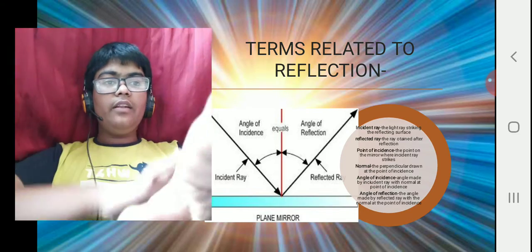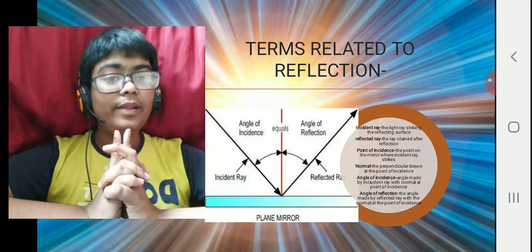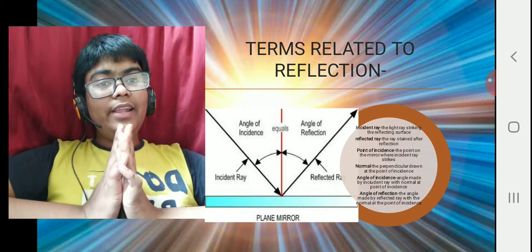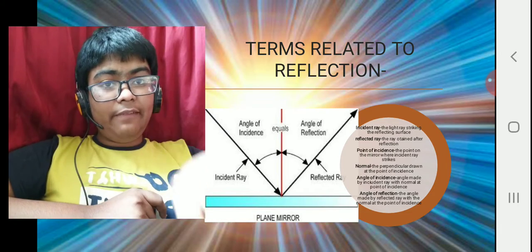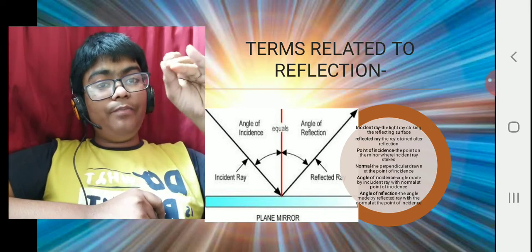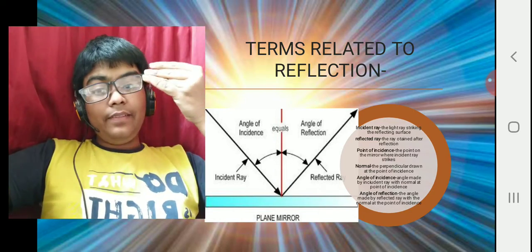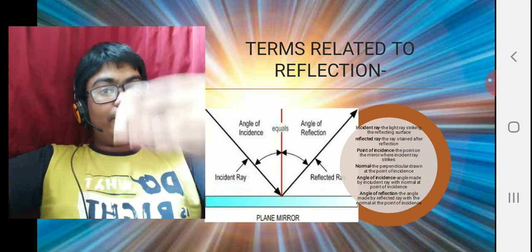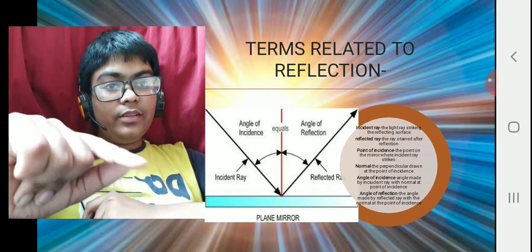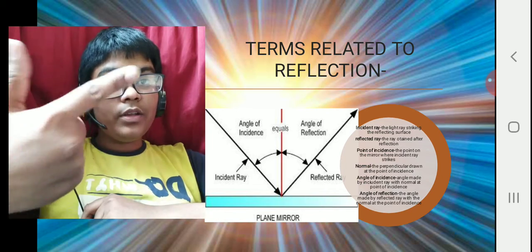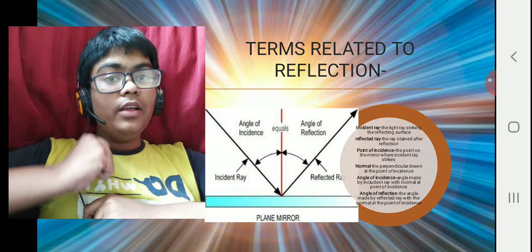So we have here some terms which are related to reflection. First one is the incident ray. The incident ray is the ray of light that strikes the mirror. The reflected ray is the ray of light that is actually reflected. That means after striking, it returns. That returned ray is the reflected ray. You can also call it the ray obtained after reflection. So that is the reflected ray.